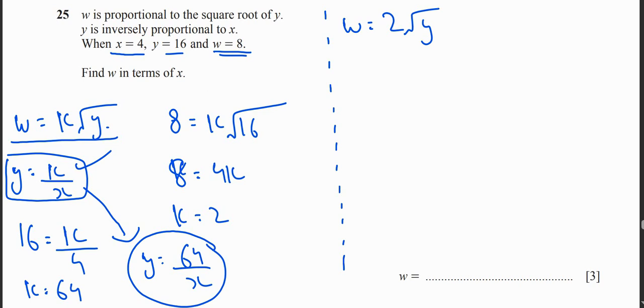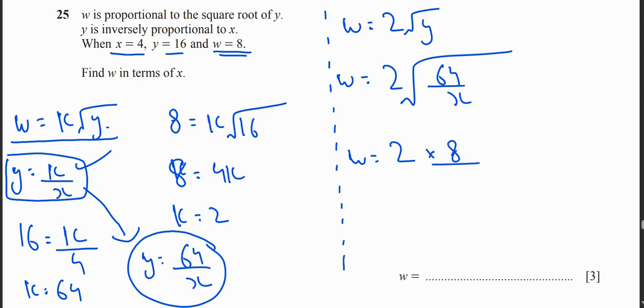So in short, w is equal to 2. What's the value of y? 64 upon x. So w is equal to 2, and this becomes under root of 64, which is how much, guys? 8 upon under root x. So w is equal to 16 upon under root x.